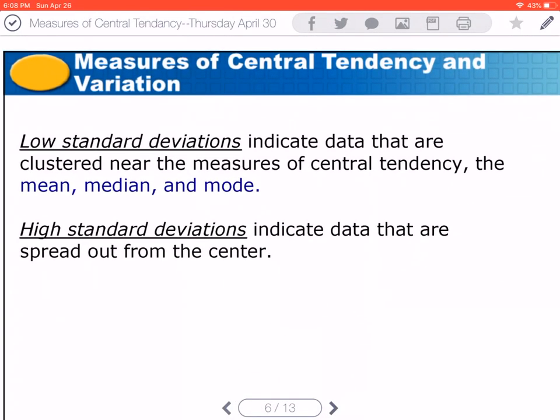A couple of things that we can look at here is if we have a low standard deviation, that indicates the data are clustered near the measures of central tendency, right? So what are the measures of central tendency? The mean, the median, and the mode. So if our standard deviation is low, that means that our data is right around these values, clustered around the mean, median, and mode. If we have a high standard deviation, then that's going to tell us that our data are spread out from the center. So it's not going to be nice and tight within our center, but we're going to have a large spread in our data values.